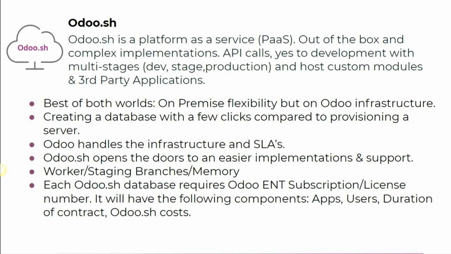And Odoo.sh, as you can imagine with a server or any other data center, has three components that you have to take into consideration. Those three components are a worker, how many staging branches you are going to need, and the memory that you are going to need.